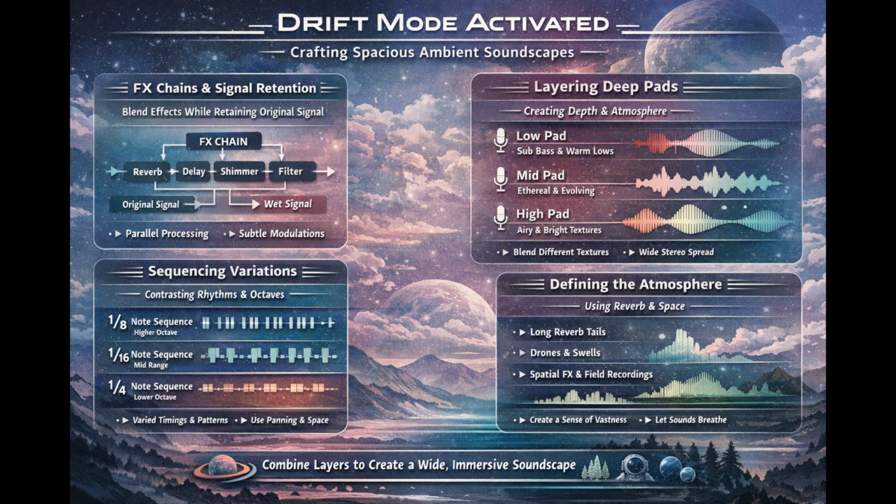So check this out, Drift Mode Activated, creating spacious ambient soundscapes. And the first point that I have to make is about the effects chains. Blend effects while retaining the original signal, all right? So this is what I was doing, showing you with that spectral resonator and that effects chain: I split the signal, and then I created a parallel processing chain that really exemplified what I was doing here.